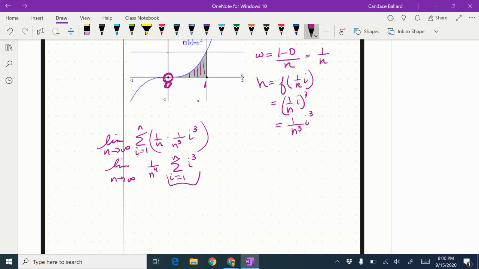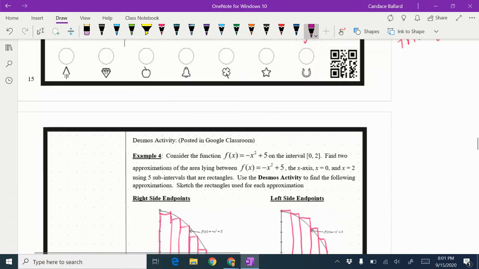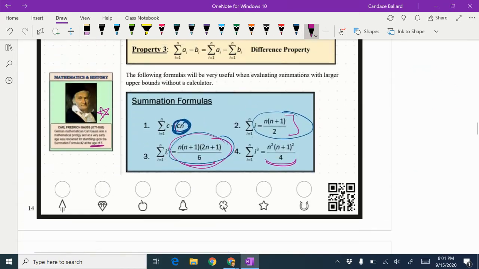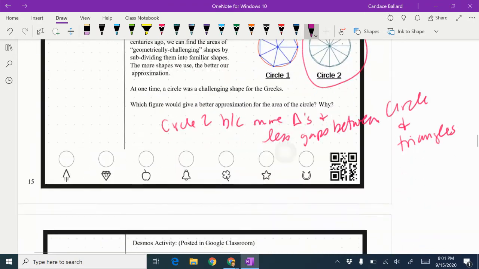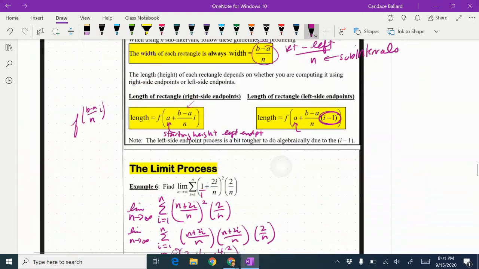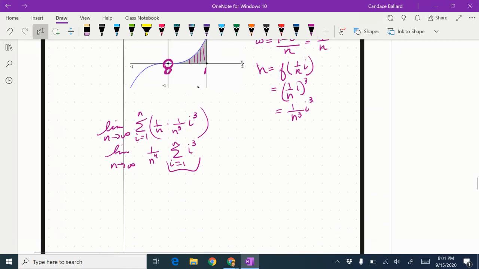Now, I know that that can be replaced with a formula. If I go back up to the beginning of the notes, it's going to be replaced with this guy right here. So I'm going to put that formula in. And obviously you would have that formula on a test. You do not need to, or at least on my test, you would not need to memorize it. So that is n squared times n plus 1 squared over 4.